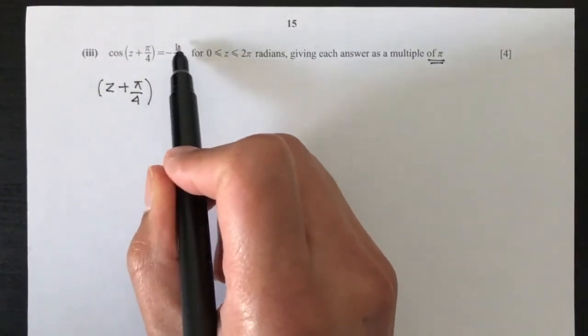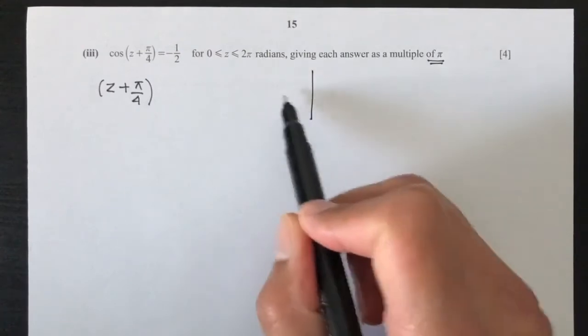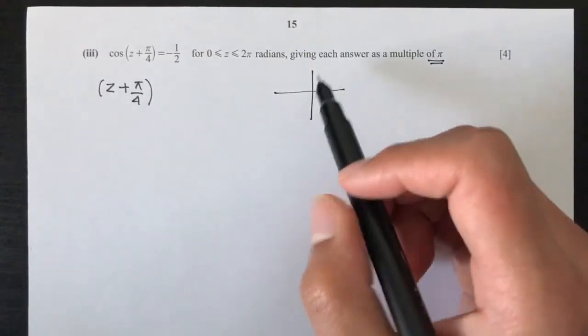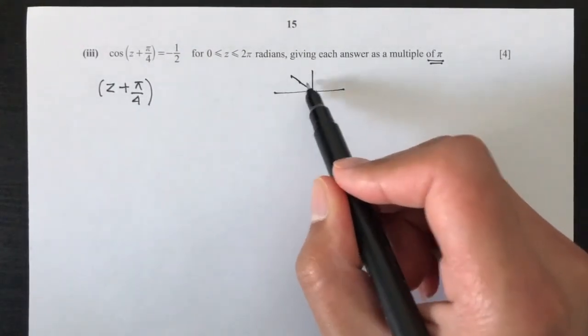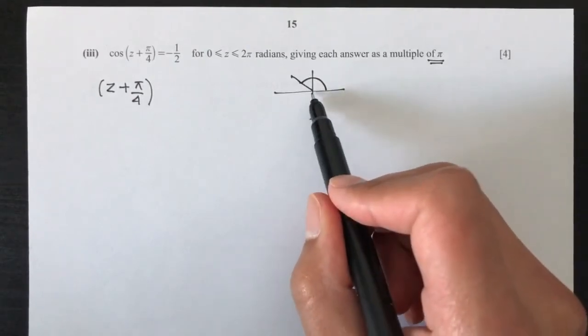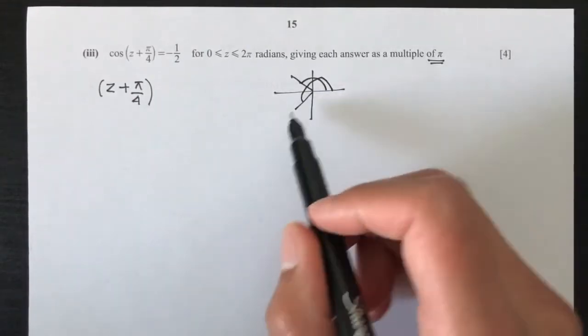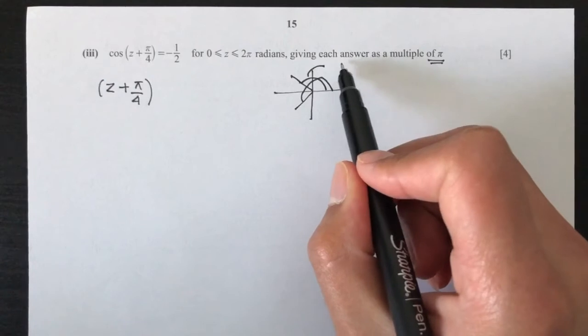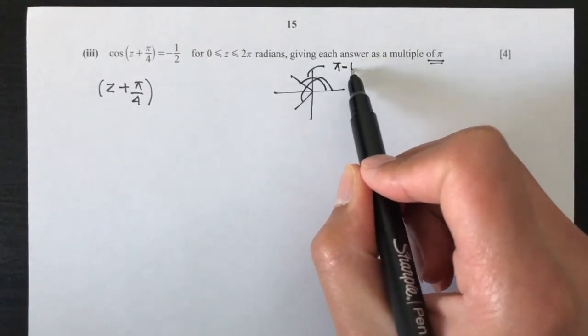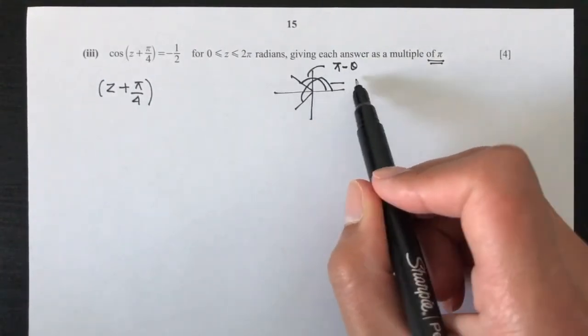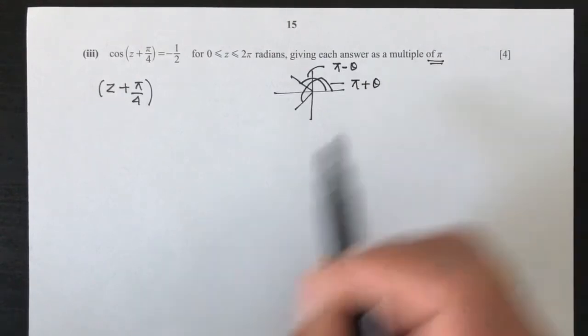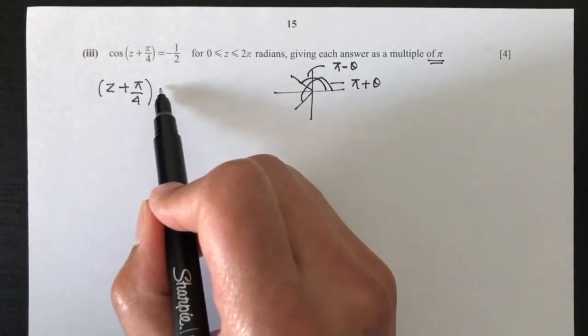So cos is negative, so for a negative value of cos, it has to be in this quadrant and in this quadrant, right? So for this one, it is just pi minus theta, and for this one, it has to be pi plus theta. So first, let's find the value of theta.